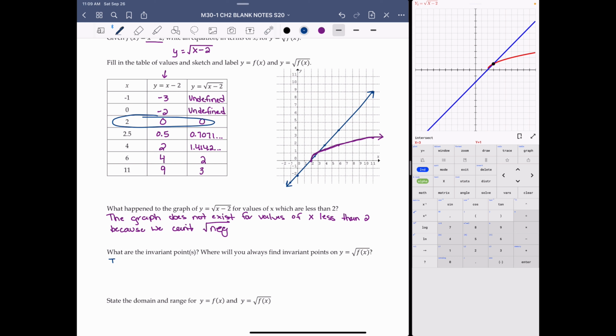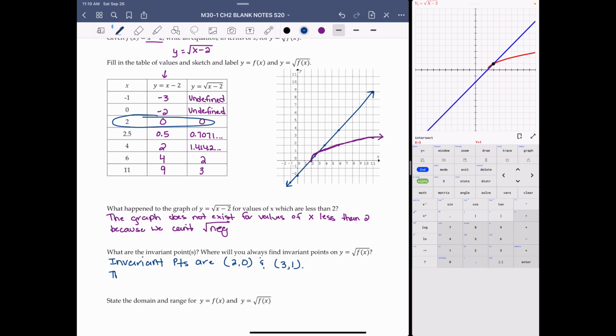So invariant points are 2, 0 and 3, 1. Where are we always going to find invariant points when we take the square root of a function? Well, the square root of 1 is 1 and the square root of 0 is 0.